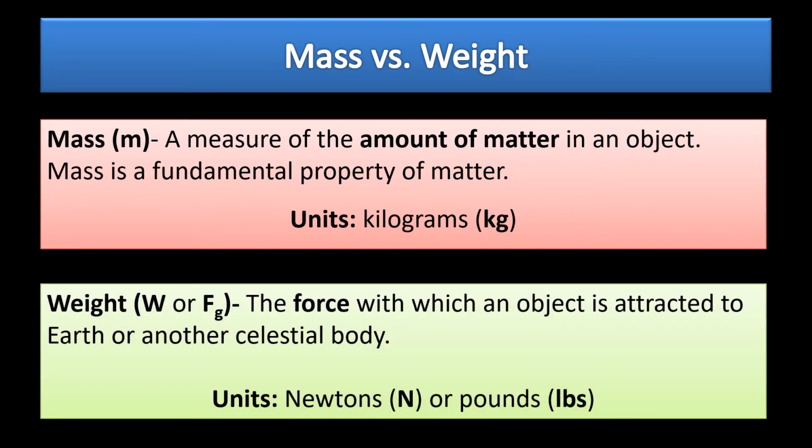Weight, and sometimes people use a capital W. A lot of times I use F sub G, because this is, in a nutshell, the definition of what weight is. It's the force due to gravity. The definition says the force with which an object is attracted to Earth or another celestial body. The units for weight are newtons. But normally when we say, "How much do you weigh?" you could give a measurement in pounds, but you have to use newtons in all of the equations that we use. You'll never use pounds. You would always have to convert it into newtons in order to use our equations.